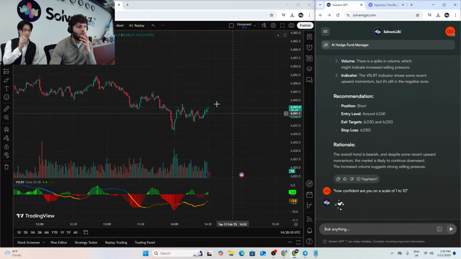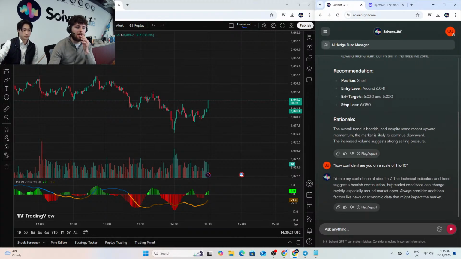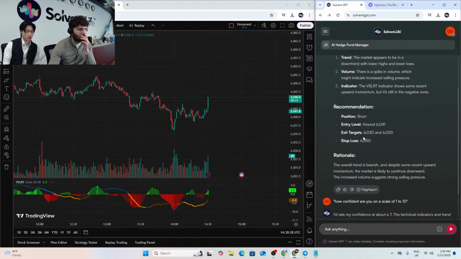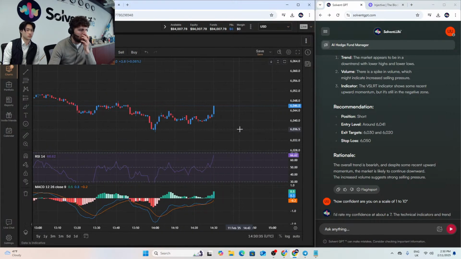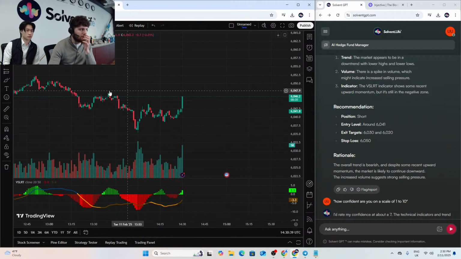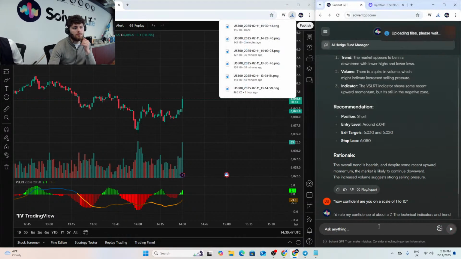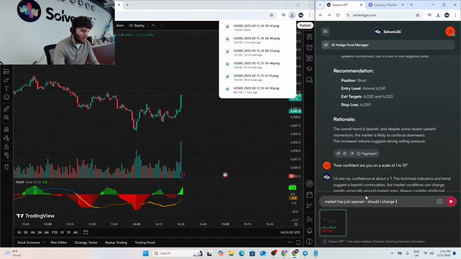The market has just opened. We're about to see some volatility now. Confidence about a 7. Okay. So I think now that market's opened, it would be quite safe to re-ask this question and take a new screenshot. Update the GPT, tell it the market has just opened. Should I change the strategy?